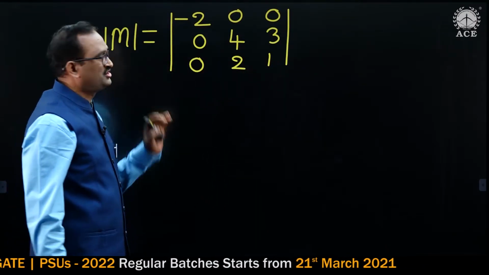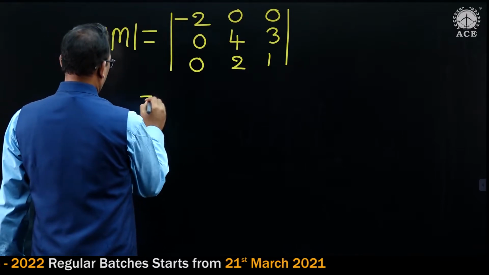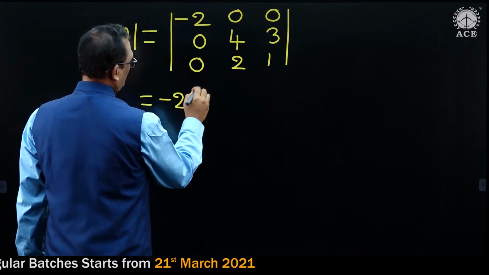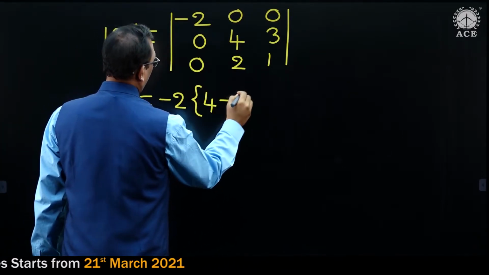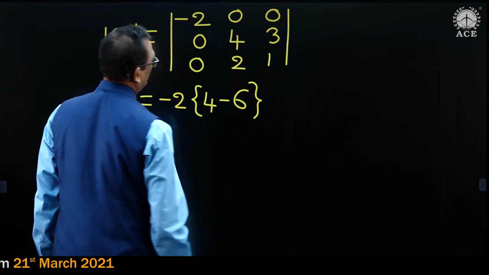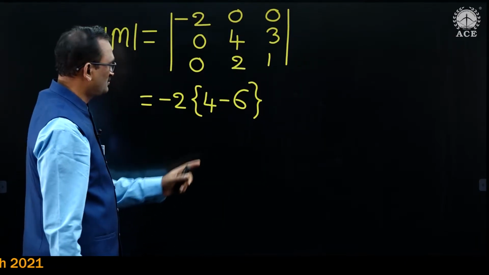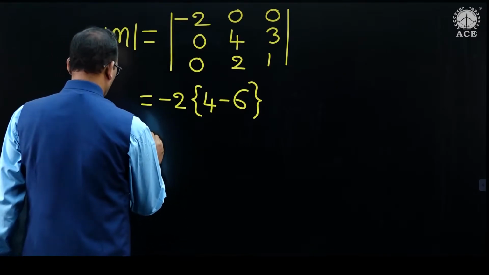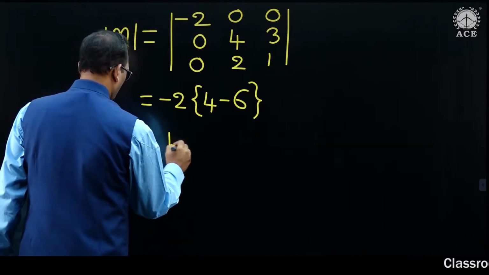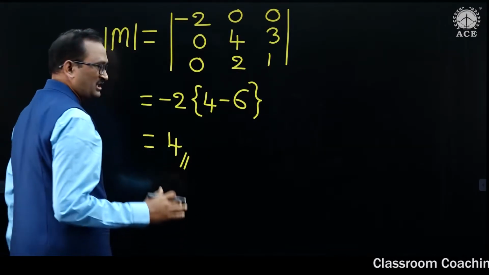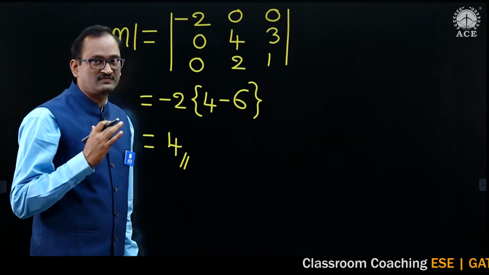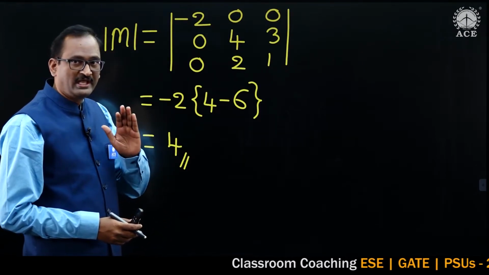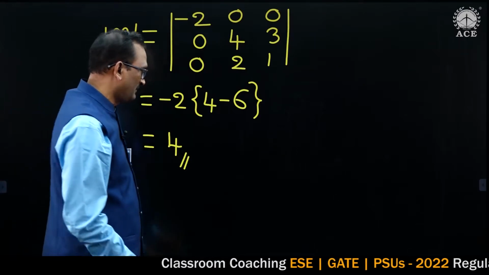Find the determinant of this matrix. That is equal to minus 2 into 4 minus 6. Remaining elements are zeros. 4 minus 6 is minus 2, minus 2 into minus 2, that is plus 4. Therefore, the determinant of the matrix is plus 4. We can do it like this also, another method.